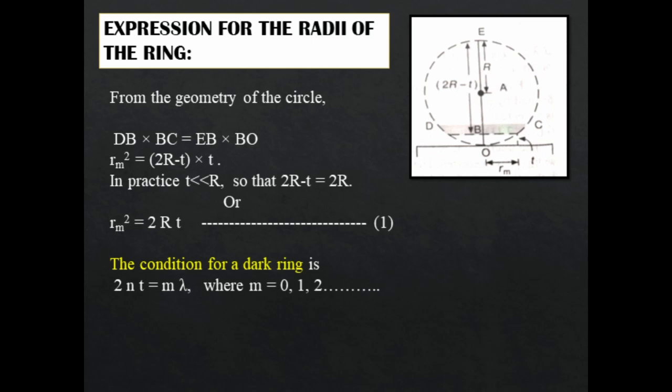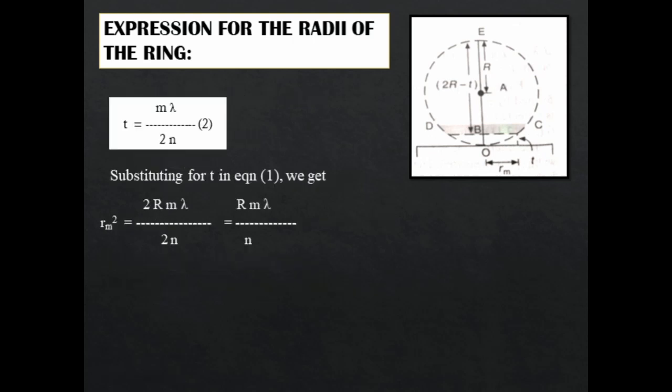Already from the theory of interference we know that the condition for a dark ring is 2nt cos r equal to m lambda. Here the light falls normally on this system, so r will be 0 and cos 0 will be 1. So the equation becomes 2nt equal to m lambda, where m takes the values 0, 1, 2. From that relation we find T, and that T value is substituted in equation 1. We find the expression for the radii of a dark ring as r_m squared equal to m lambda R divided by n.